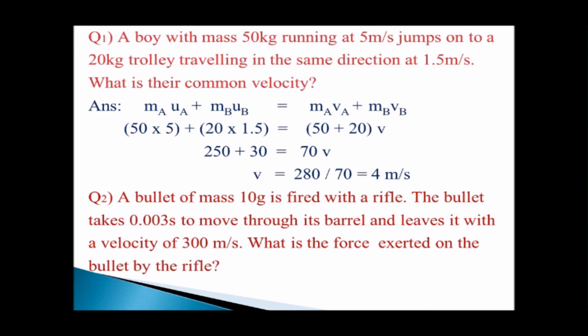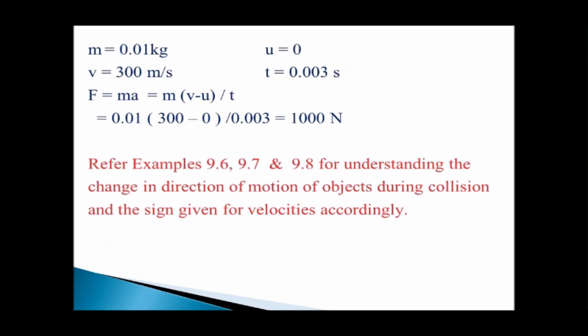And in the second question, you have to find the force. But before you substitute the values in the equation for force, you should convert the mass of the bullet, which is given in gram, to kilogram. The worked out examples 9.6, 9.7 and 9.8 in your textbook will give you an idea about how the values of velocity are to be substituted according to the direction of motion of the objects during their collision.